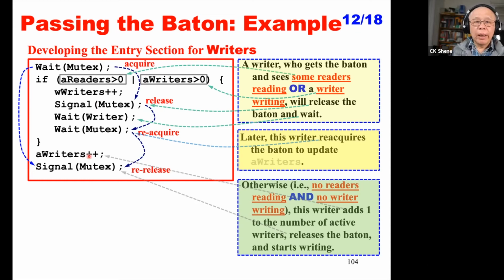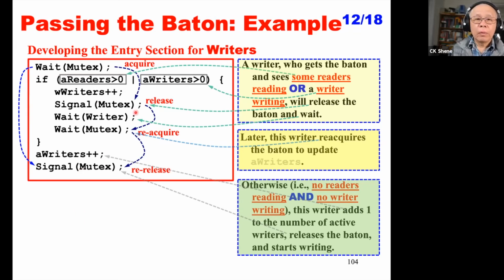So this writer adds one to the active writers and releases the mutex and starts writing. So the meaning of this section is, when a writer comes, if there is no reader reading and there is no writer writing, then it can write immediately. As a result, this writer adds one to active writers, releases the mutex, and then starts writing.